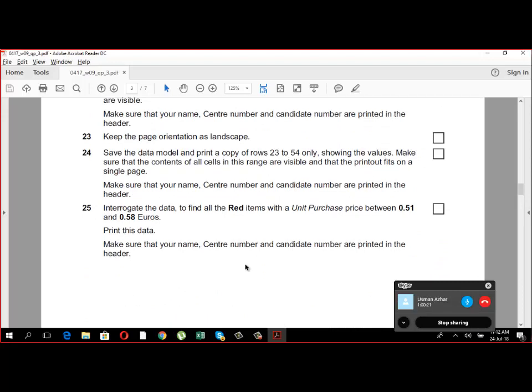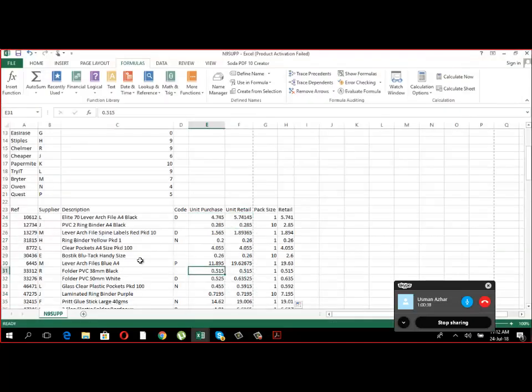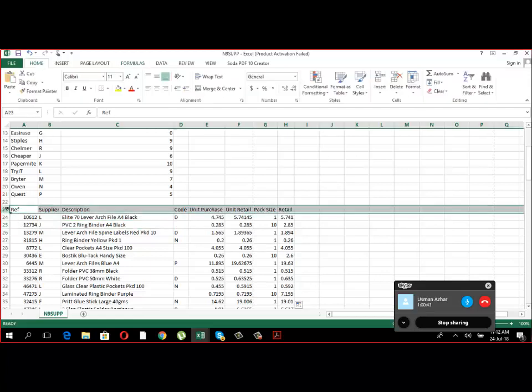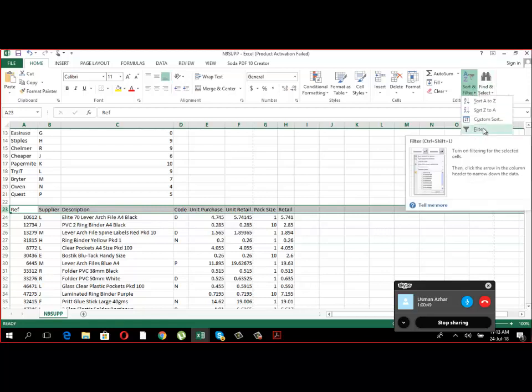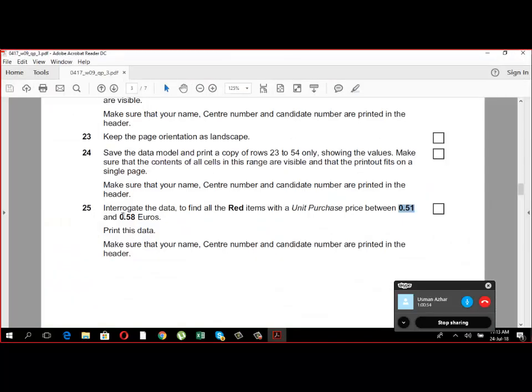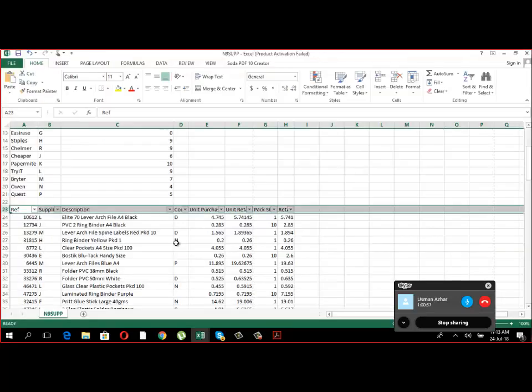Interrogate means filtering. Interrogate the data to find all the red items with unit purchase price between this and this. So I have to interrogate. I'll click on this where I have the field names and click on filter. Can you see filter? I want to find all the red items. Where are the red items? These are the items in the description.